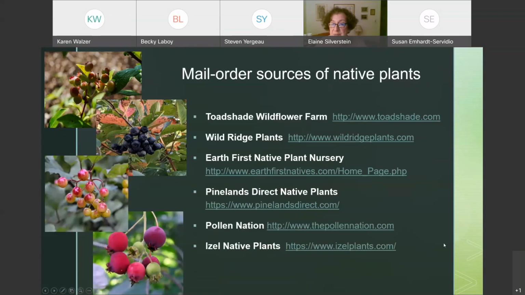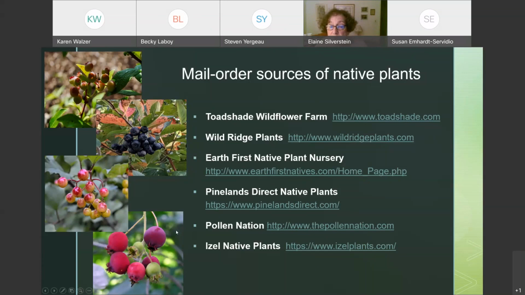Okay, mail order sources of native plants, and this is probably the most important slide you're going to see. I'm going to show this again at the end while I take questions, so don't worry, you'll see it again. I think these are all in New Jersey, except for IZEL, which is a new organization. What they do is aggregate the inventory of a number of wholesale nurseries, most of which are in the mid-Atlantic, not in New Jersey. But they allow people to order retail from them, and the prices are excellent.